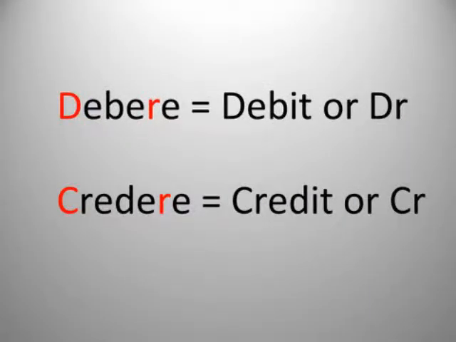You will also notice that when debere was converted into English debit, it still retained the dr of the original Latin root as its symbol. Credere, exactly the same. It went to credit, but it retained its cr as its symbol.